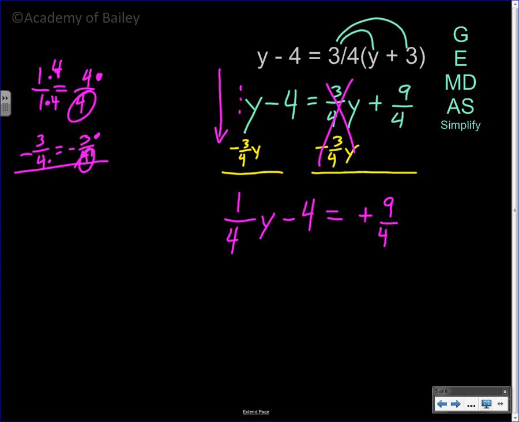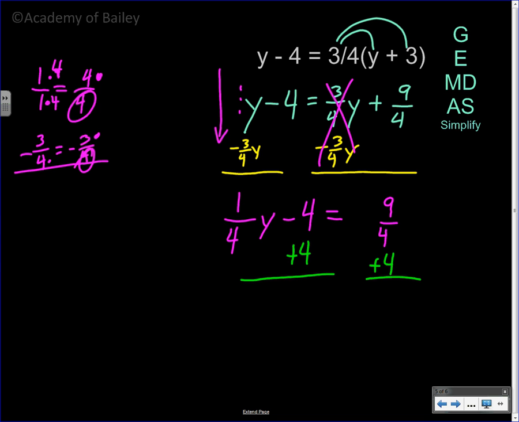And we are trying to now move the numbers without variables to the other side. Guess we didn't need that positive sign in front of 9/4. If the numbers with variables are on the left side of the equal sign, we need to move the numbers without variables to the right side. So that means we're going to add 4. The opposite of negative 4 is adding 4. And we're going to add 4 here.